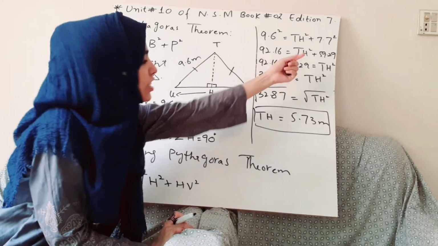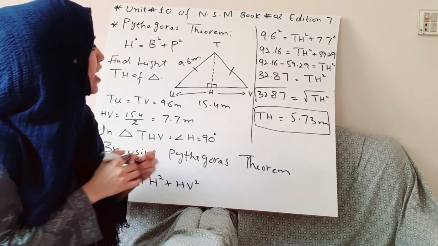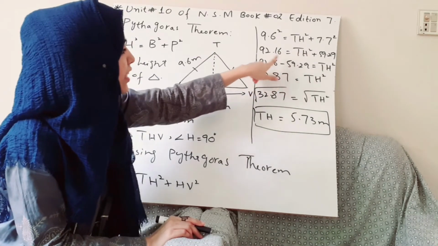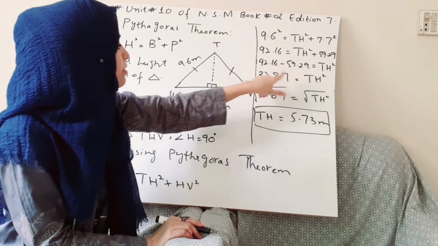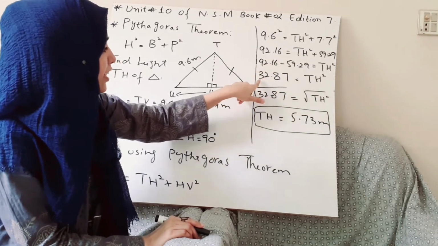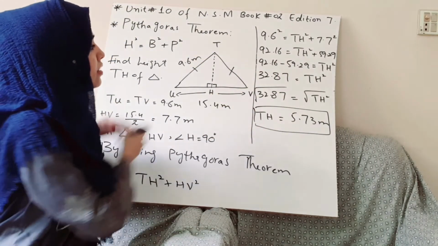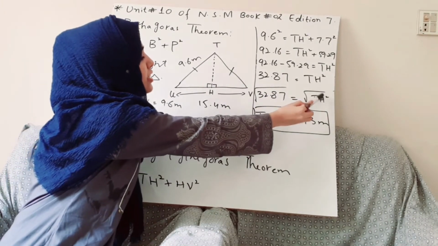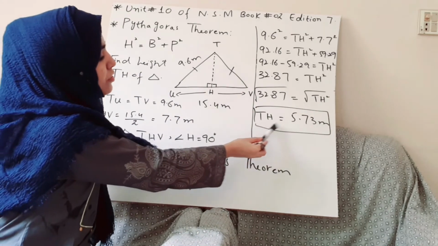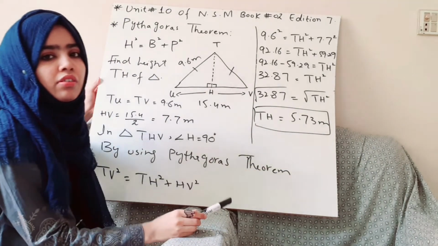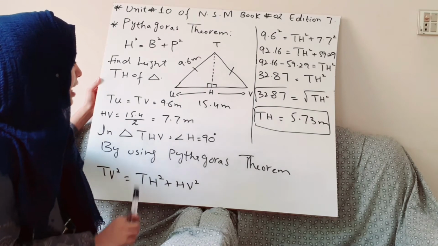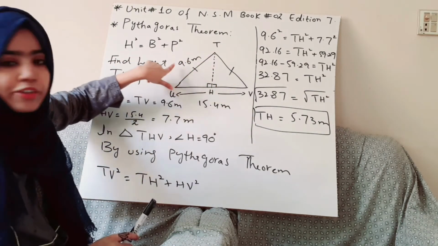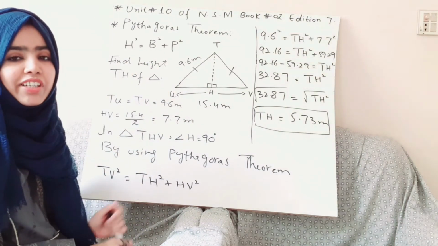We have to find this TH. So what do we do? 92.16 minus 59.29. When it is shifted here, it becomes minus, and after subtracting it will be 32.87, which is TH square. After taking the positive square root to cancel the square, TH equals 5.73 meter. So we have found the length they asked for in this isosceles triangle. Hope you got what I described.